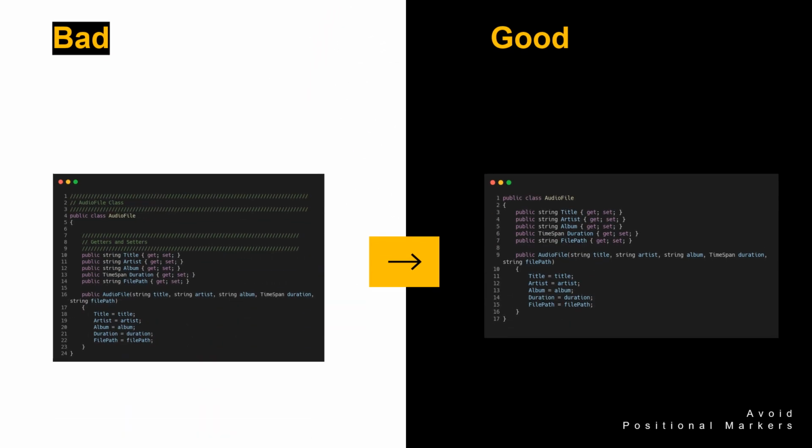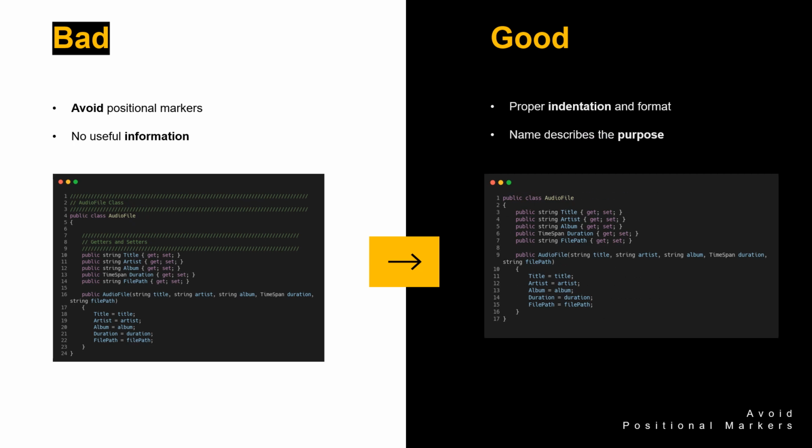Positional markers should generally be avoided in code. These markers often add unnecessary noise and do not provide any useful information about the purpose or function of the element. Instead, it is better to use clear, descriptive names for variables and functions, and to rely on proper indentation and formatting to give visual structure to the code. This will help to improve the readability and maintainability of the code and make it easier to understand and work with.